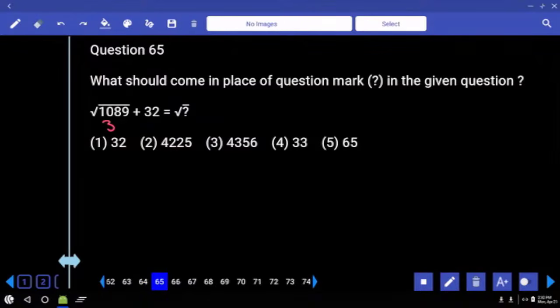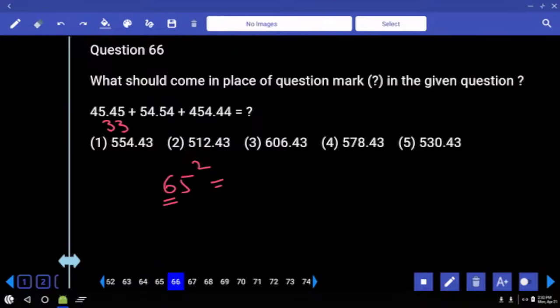1089. 33 plus 32. If root x is 65, x is equal to 65 square. 65 square, 6 into 7. Come on. I think we can apply the earlier logic. 65 square ends with 25. Look at your options. After decimal, every number is having same number. So if you still calculate what will come after decimal, we are called fools.